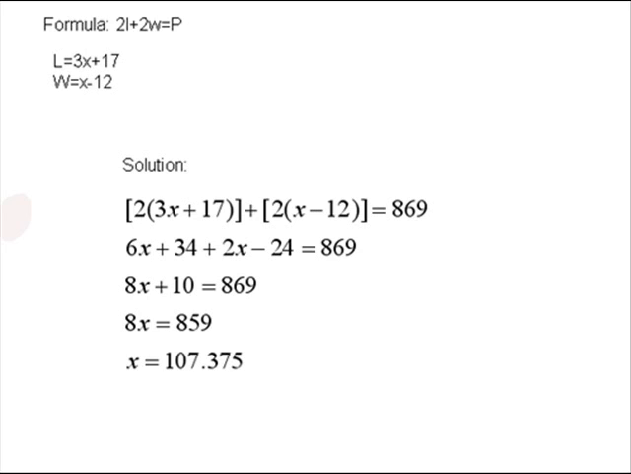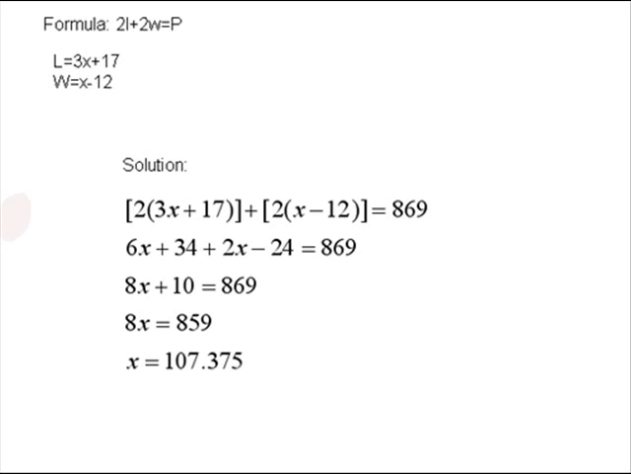The formula for finding the perimeter of a rectangle is 2L plus 2W is equal to the perimeter. So our length will be the greater, which is 3x plus 17, and the width will be x minus 12. Substitute the values for L and W. So the quantity of 3x plus 17 times 2 plus the quantity of x minus 12 times 2 is equal to 869. Then 6x plus 34 plus 2x minus 24 is equal to 869.